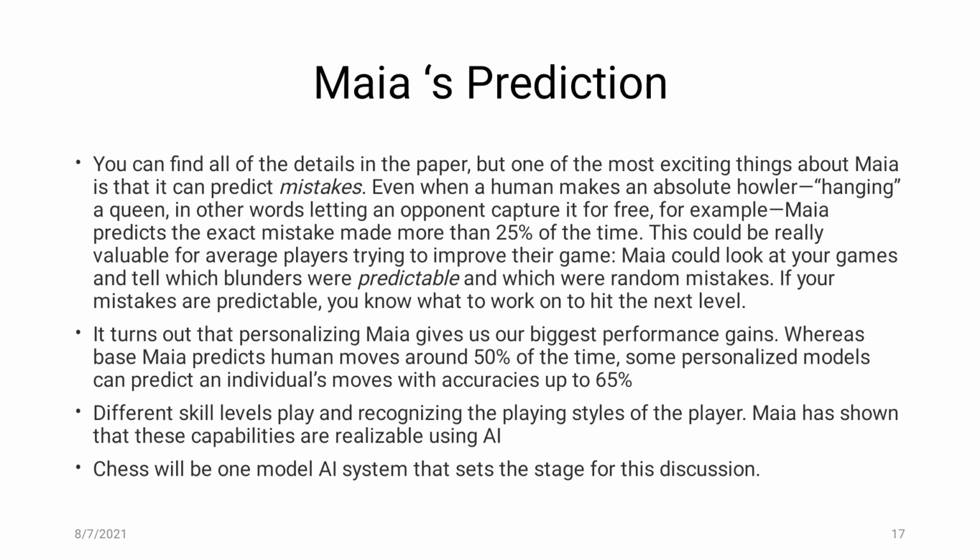It turns out to be personalizing Maya. Personalizing Maya gives us our biggest performance gains, whereas base Maya predicts human moves around 50% of the time. Some personalized models can predict an individual's moves with accuracies up to 65%. Maya, with the personalized models developed previously, can predict with accuracy up to 65% the moves of the opponent players, which will create a winning situation for the Maya engine.